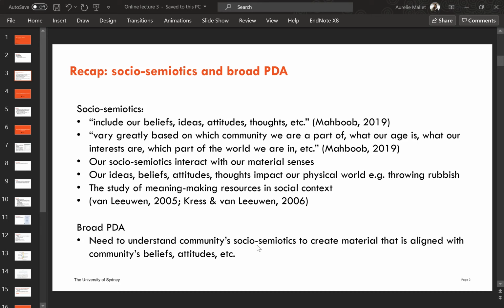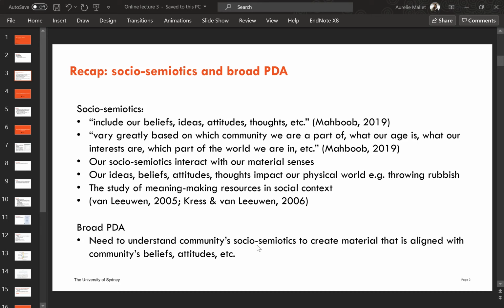And I also talked a little bit about social semiotics according to Van Leeuwen and Kress and Van Leeuwen, where they describe social semiotics as a study of meaning-making resources in social context. And I talked about the different types of meaning-making resources that exist. Language is just one of them, and others include things like colors that we see in images, images themselves, the gestures that we use in conversation, the types of movements that we do.